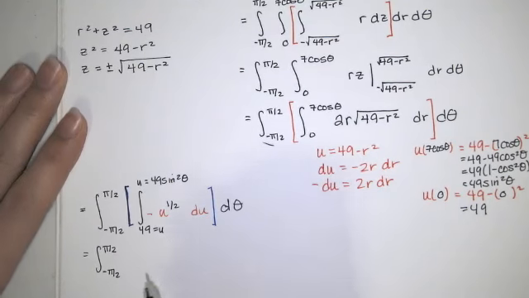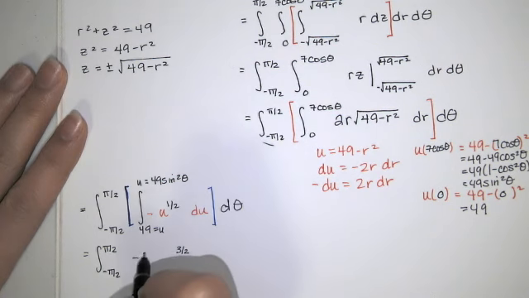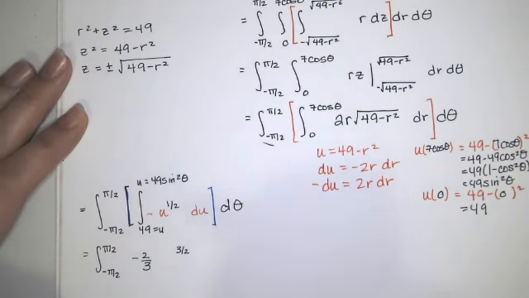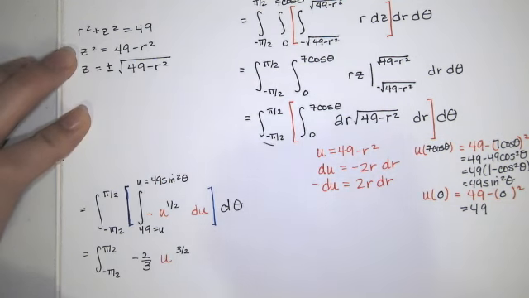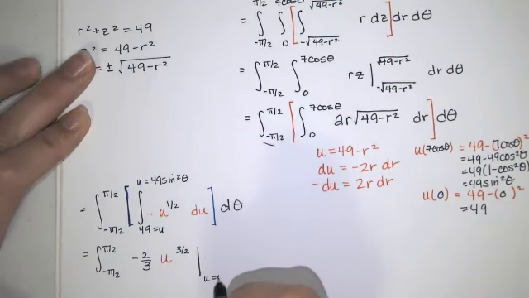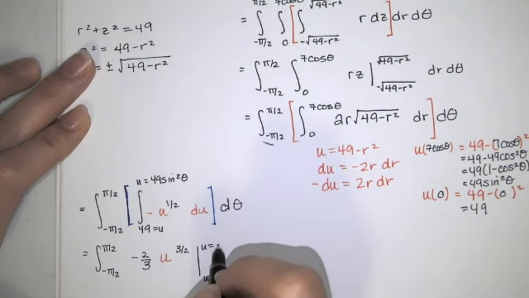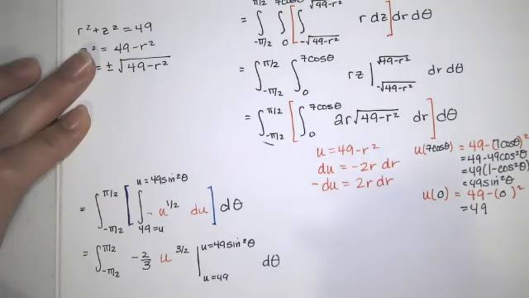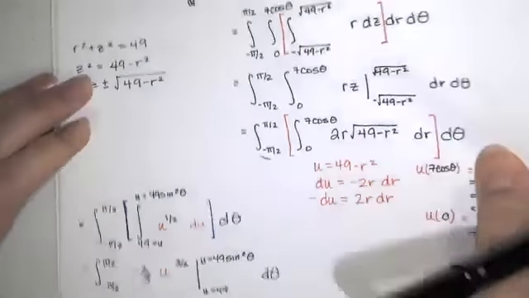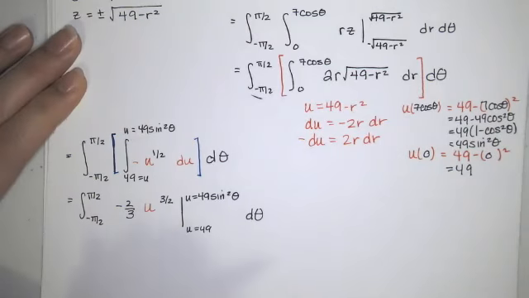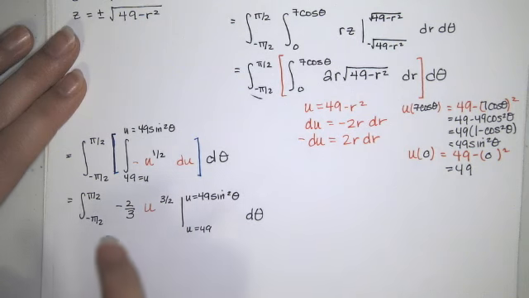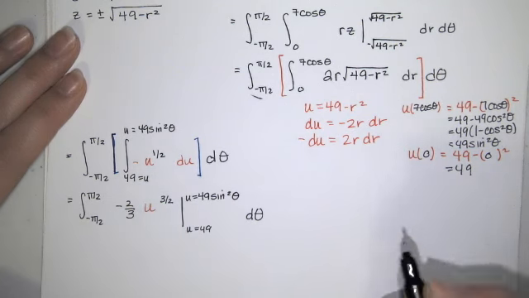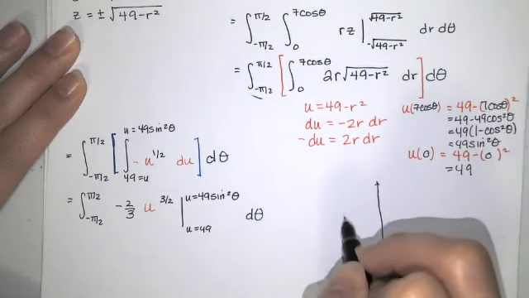So we add 1 to the exponent. It's going to give us 3/2, and then we divide by the new exponent. Dividing by 3/2 is the same as multiplying by 2/3. And then we evaluate this from u equals 49 to u equals 49 sine squared theta. And we want to be careful about this. We need to think about what we'll get when we take the square root of this and then cube it if we're on the interval from -π/2 to π/2. That would require looking at our sine function.